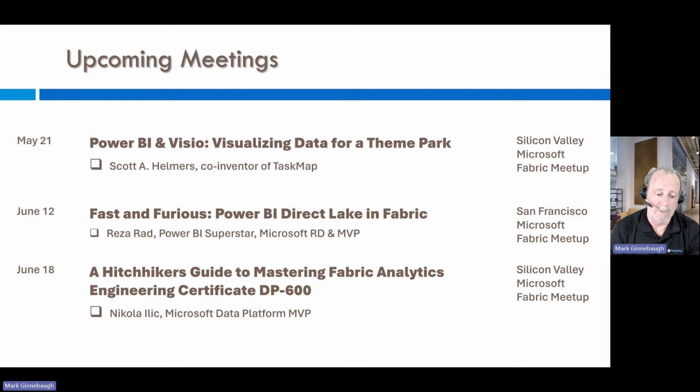On June 18th, we'll change it up a bit with a lunchtime meeting. Nicola Illick's topic is The Hitchhiker's Guide to Mastering the Fabric Analytics Engineering Certificate DP600. He'll be sharing tips and strategies on how you can get prepared to take and pass that exam and complete your DP 600 certification. Nicola will be presenting to us from his home in Salzburg, Austria.